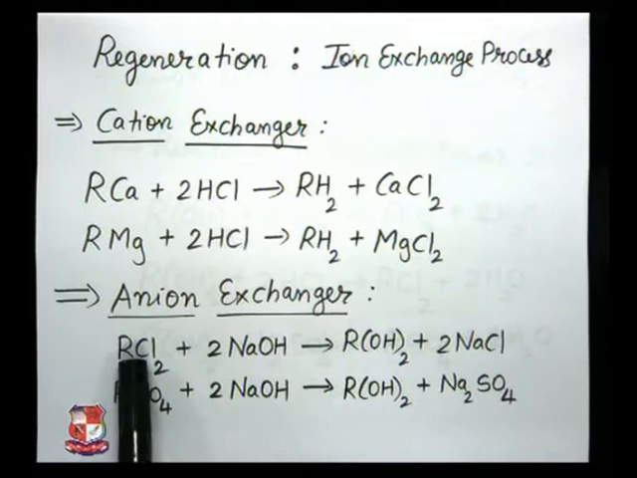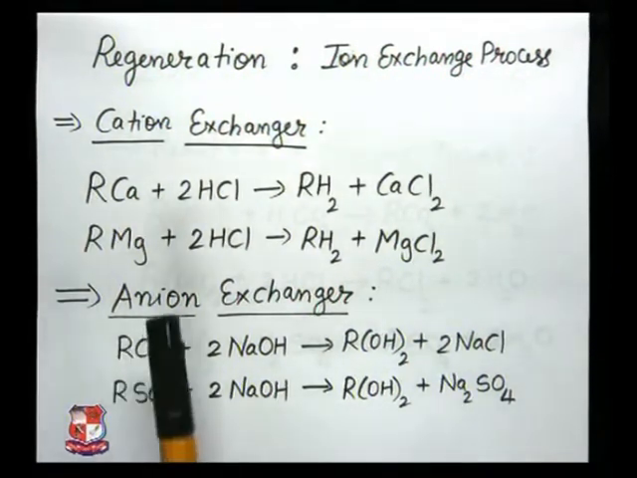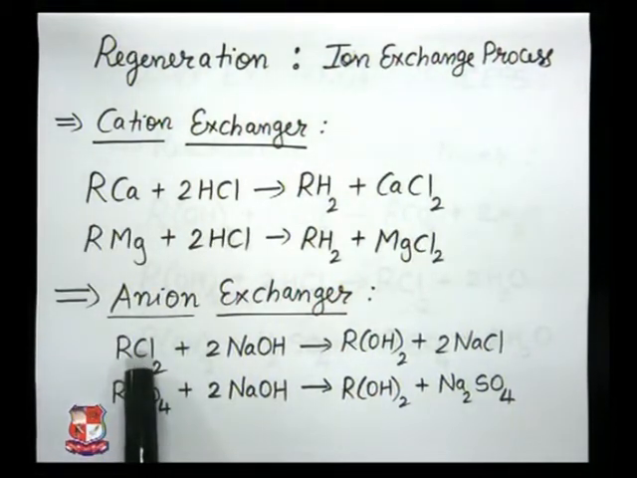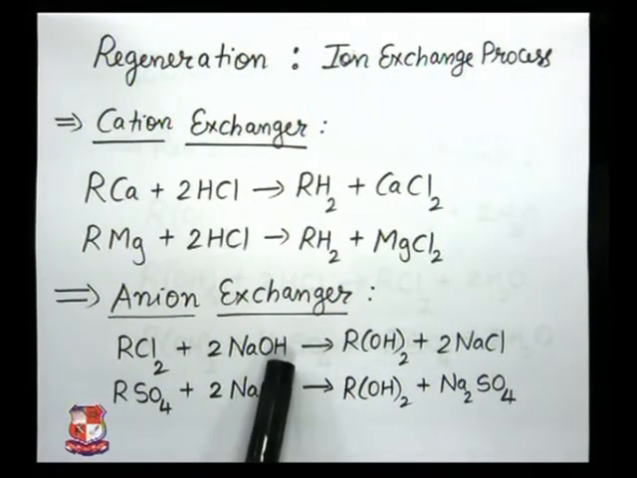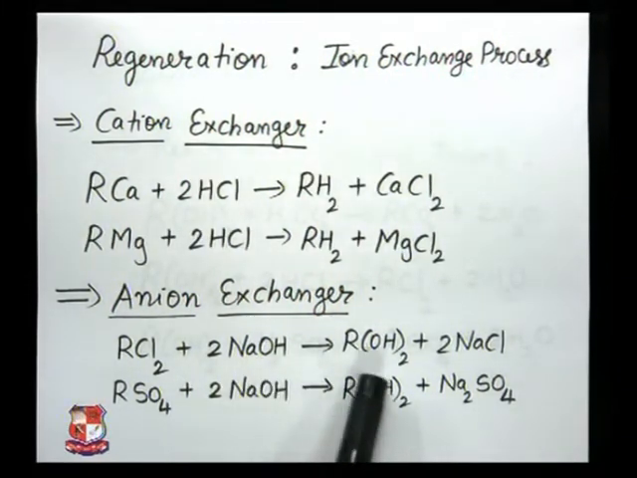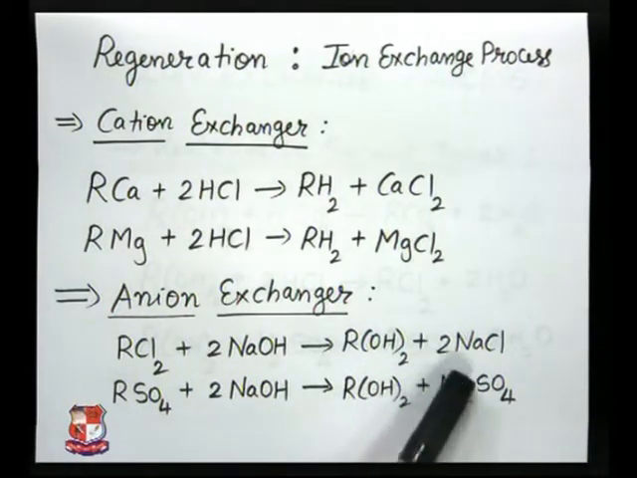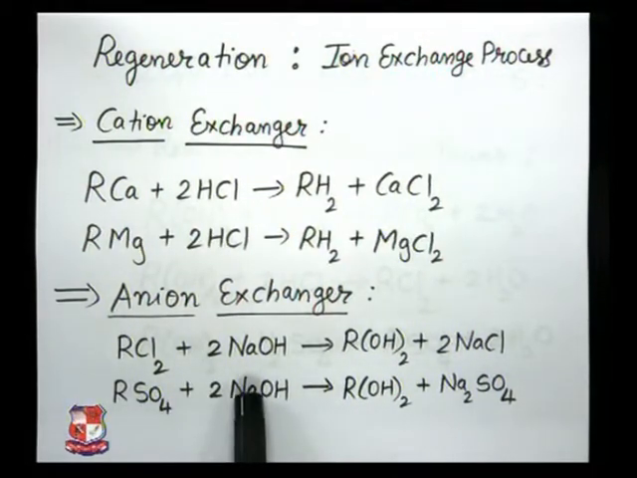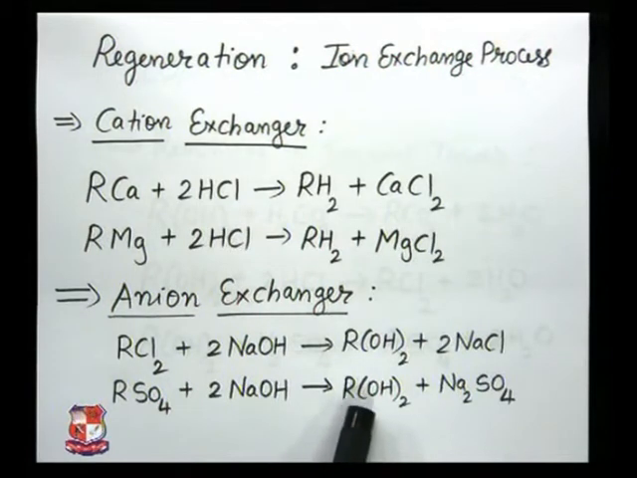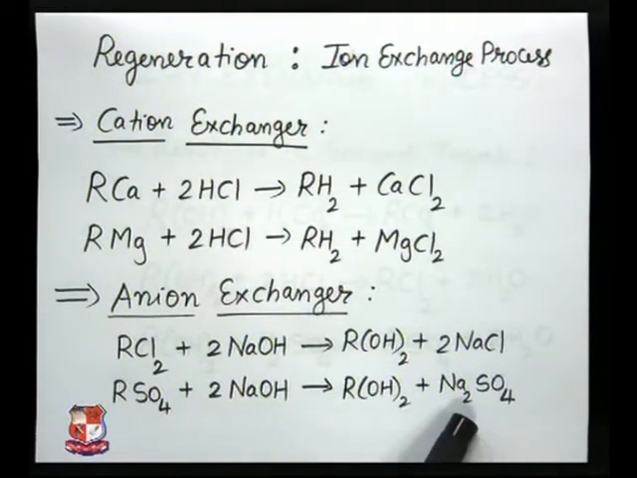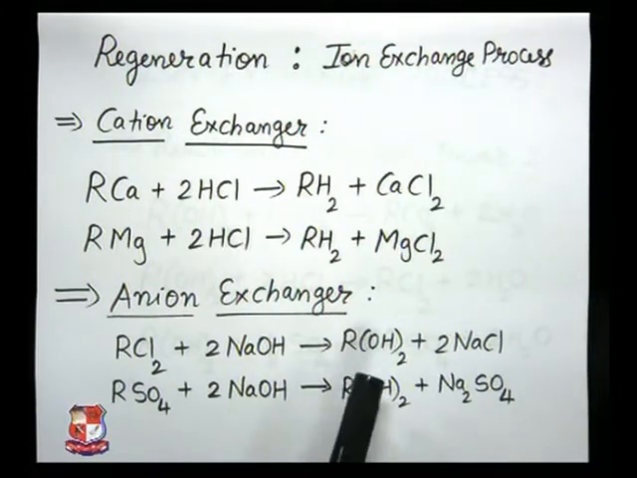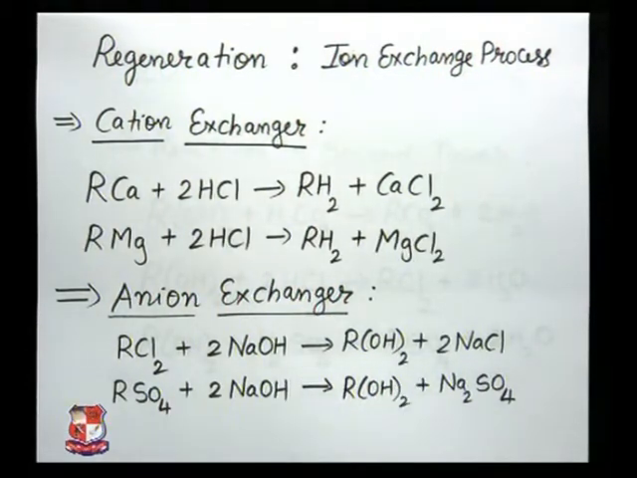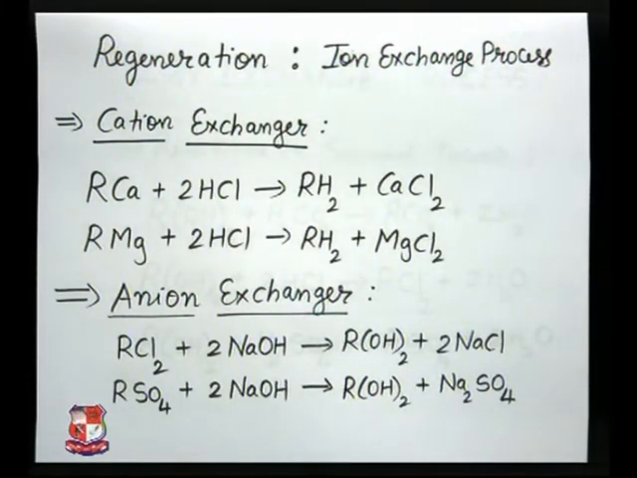Here RCl2 is the exhausted anion exchanger. If you see here, RCl2 plus 2 times NaOH, that is you are adding sodium hydroxide, is going to give R(OH)2 plus 2 times NaCl. Same thing here, RSO4 plus 2 times NaOH is going to give R(OH)2 plus Na2SO4. So in this process, your resin is generated back. This is the entire regeneration of the resin.